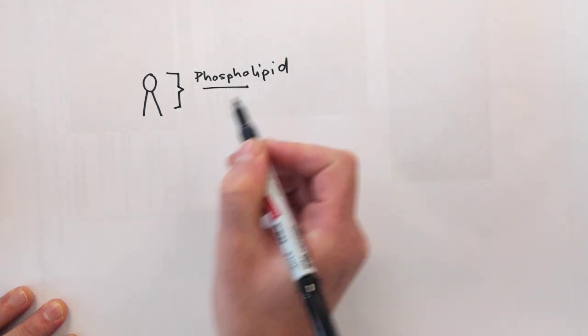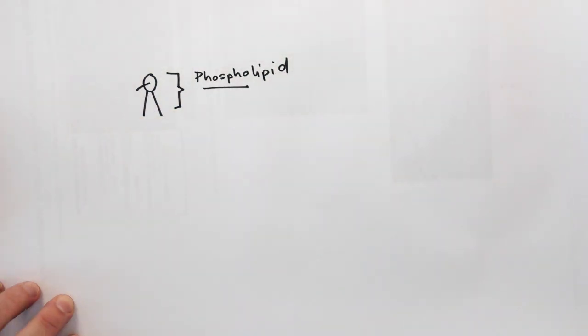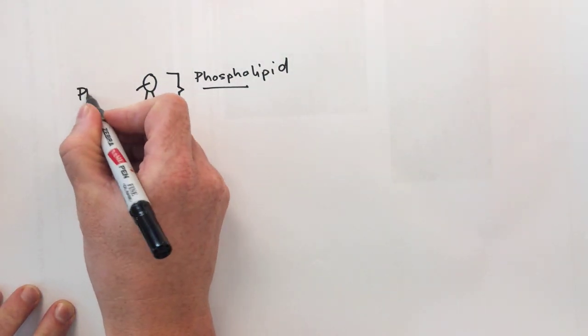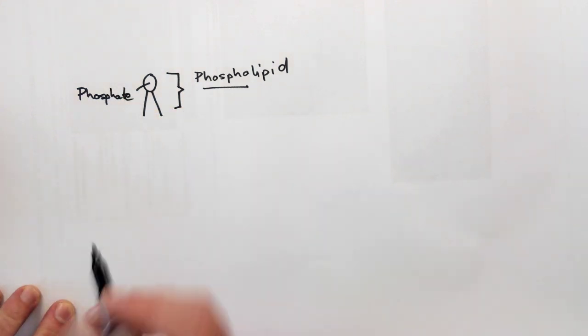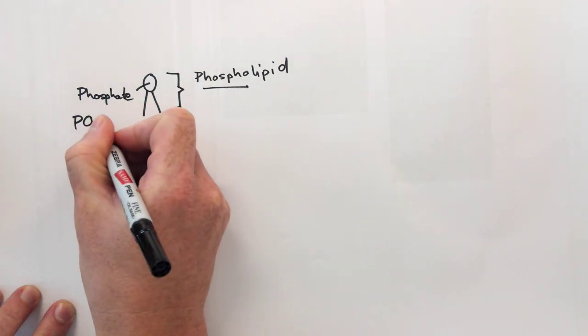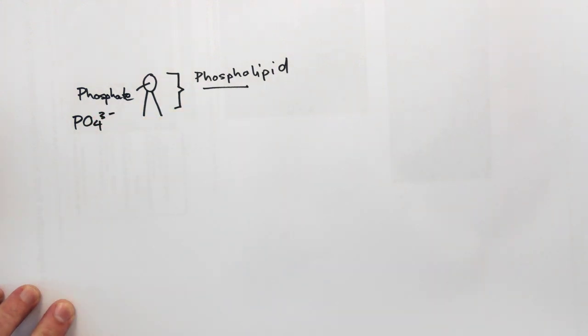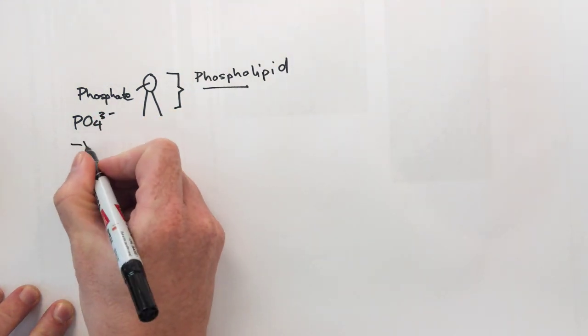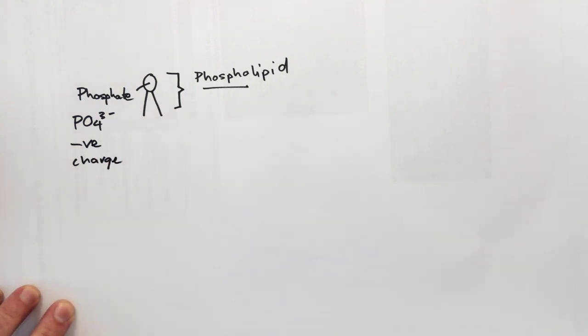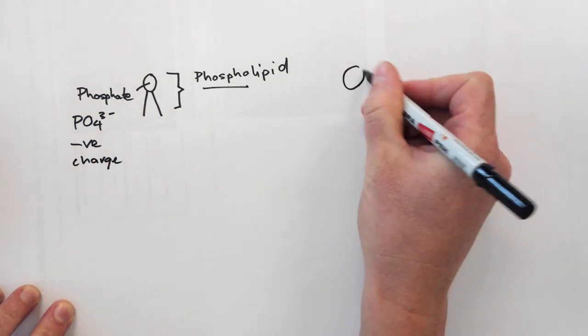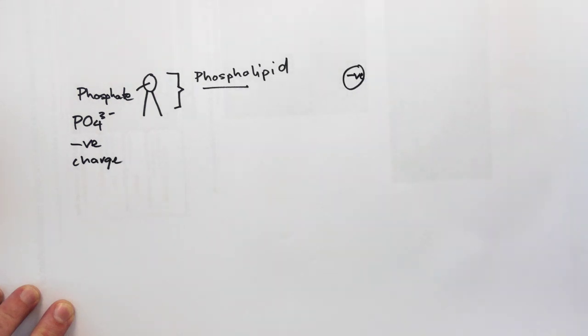It is phospho because the top bit is phosphate. Phosphate is PO4 3-, so it has a negative charge. There is a negative charge at the top, so we can think of it as being negative at the top.